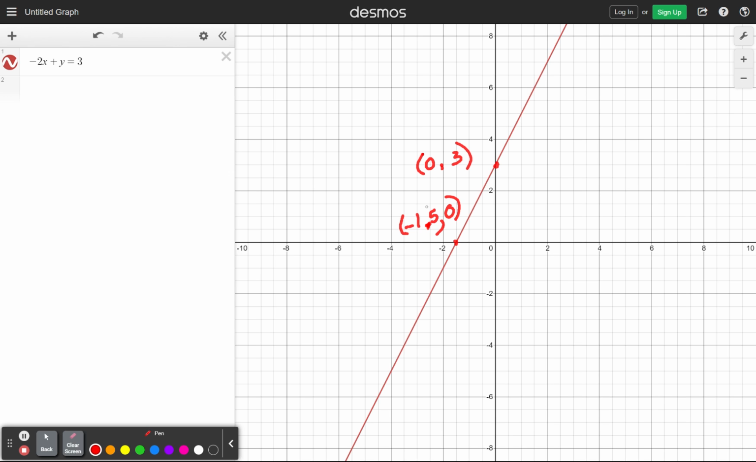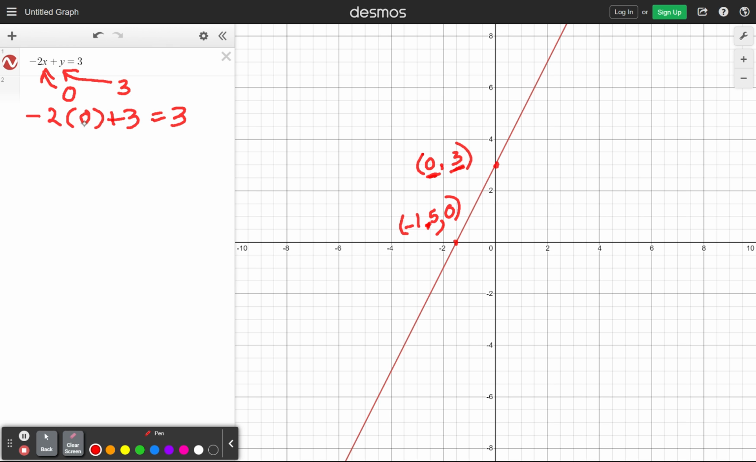Now the way that we can see that these points really are on the line is we can plug them into the equation, and if it comes out equal, we know that we actually have a point on the line. So let's do (0, 3) first. We'll put in our x of 0 and our y of 3 from this ordered pair. X is 0. Remember, the x value always comes first, and then there's the y value. So if we do that, we'll have negative 2 times 0 plus 3 equals 3.